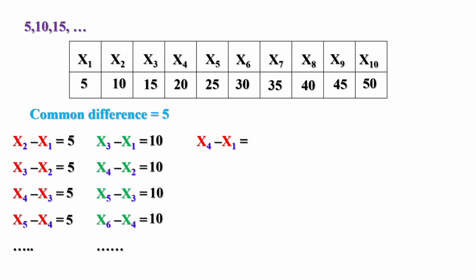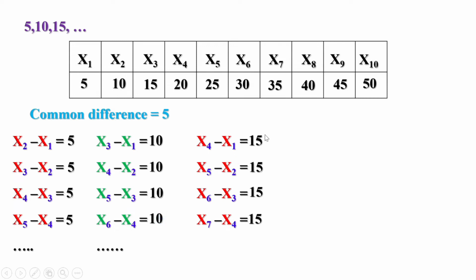Fourth term is 20 and first term is 5 and the difference is 15. Now fifth term minus second term, again 15. Sixth term minus third term, 30 minus 15, again 15. Seventh term minus fourth term, 35 minus 20, again 15. So here also all the term differences are same. Is it related to the common difference? Of course, it is 3 times common difference.